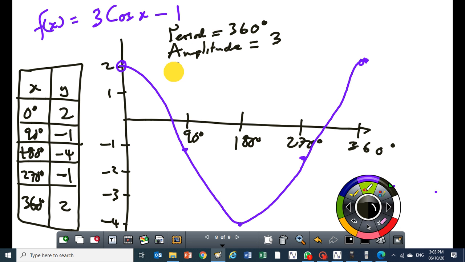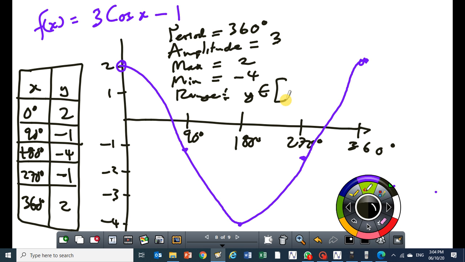Then your maximum value is 2. Your minimum is minus 4. So your range is going to be y is an element from y equal to minus 4 to 2. Like that. Okay? So it's very straightforward. This is how you're supposed to do.